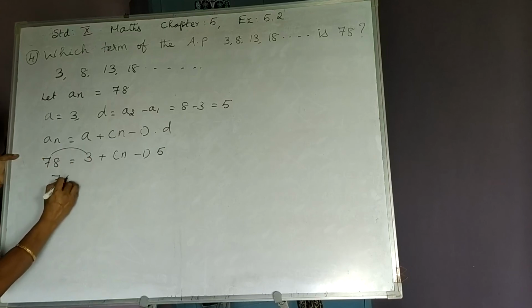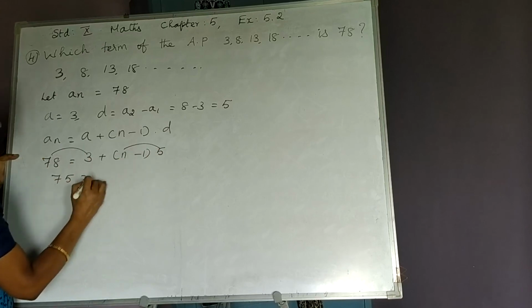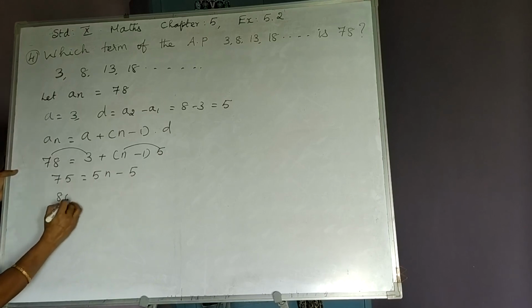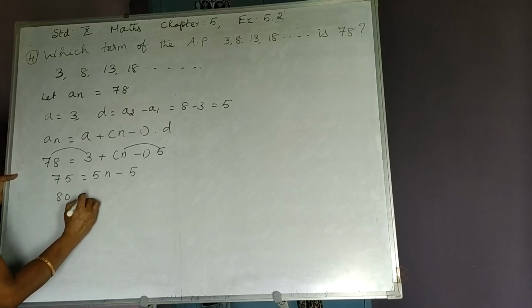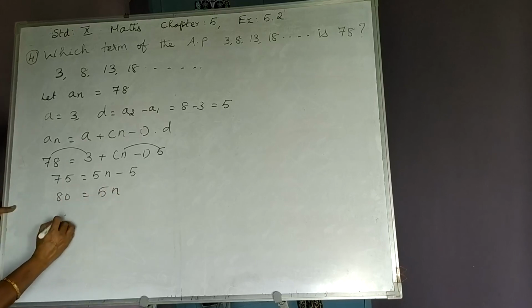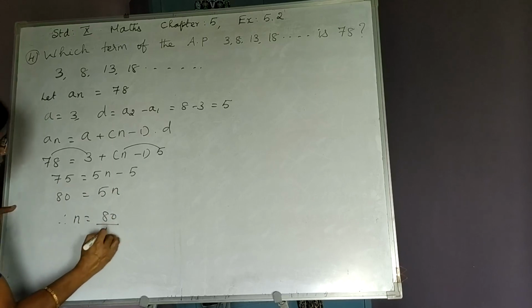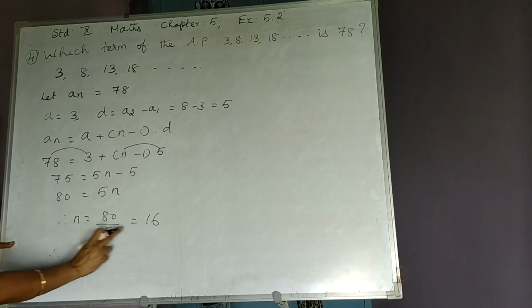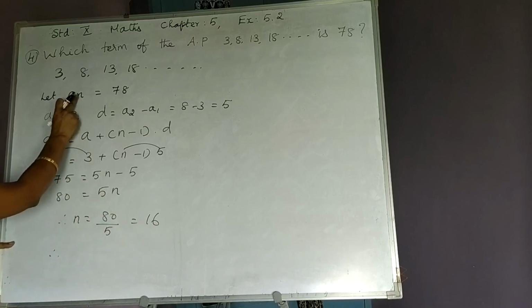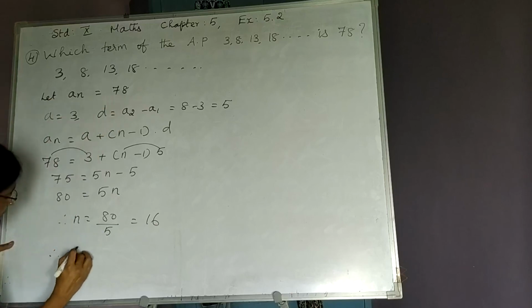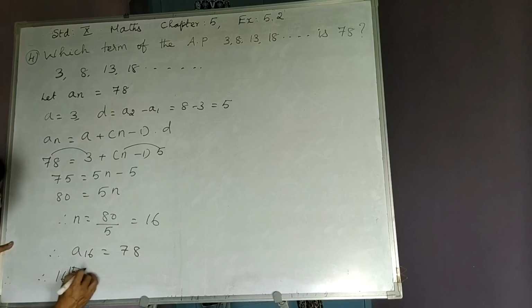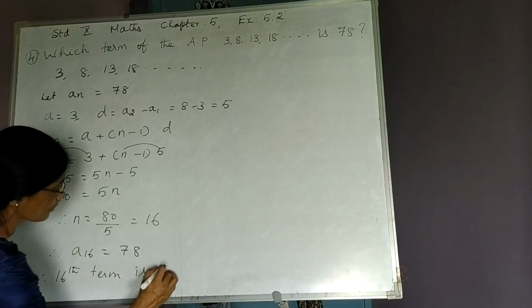78 minus 3 becomes 75. We are multiplying here. It is 5n minus 5. Again bringing this 5 here, we get 75 plus 5, which is 80, equal to 5n. Therefore, n is 80 divided by 5, which is equal to 16. Therefore, n we got is 16. So, which term is 78? A16 is equal to 78. That is, the 16th term is 78.